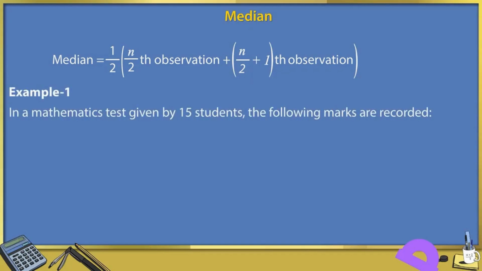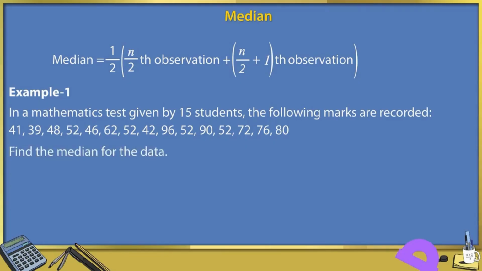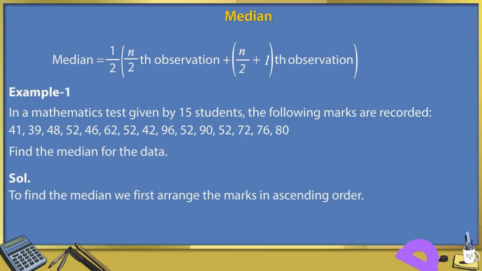In a mathematics test given by 15 students, the following marks are recorded. Find the median for the data. Solution. To find the median, we first arrange the marks in ascending order.